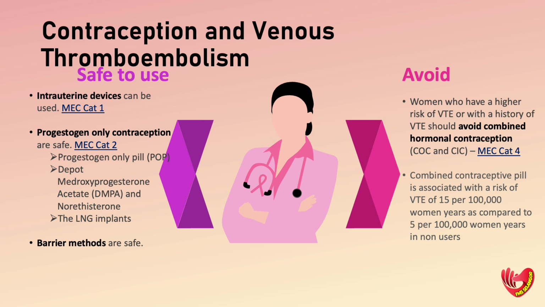progestogen-only contraceptions are safe. They are categorized under MEC Category 2, which means that the advantages of using this method generally outweigh the theoretical or proven risk. Examples include the oral route, which is progestogen-only pill. Secondly, depot medroxyprogesterone acetate and norethisterone via intramuscular route. And thirdly, the levonorgestrel implant. Lastly, barrier methods are safe as well.